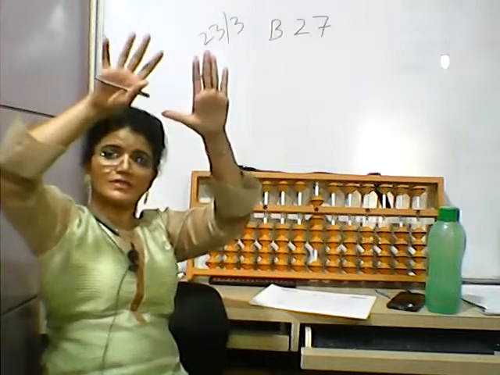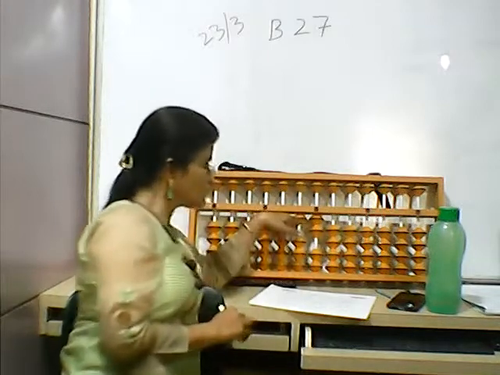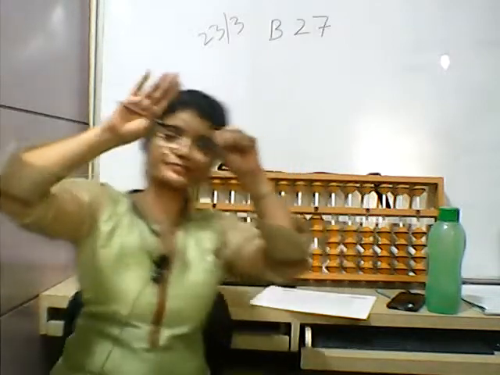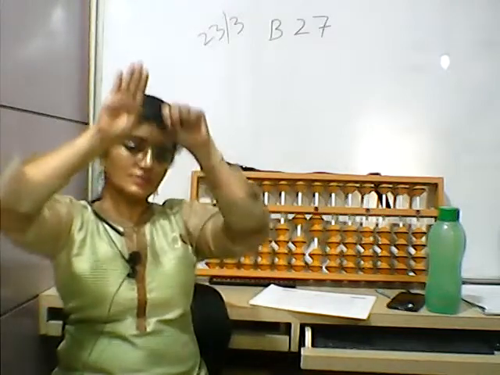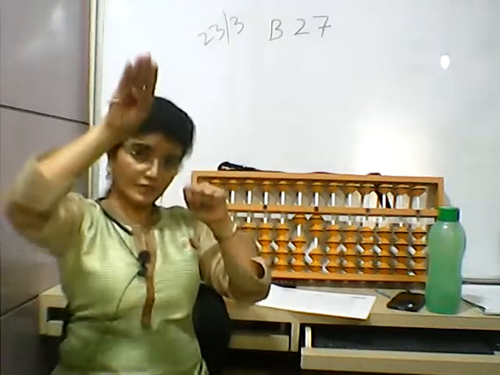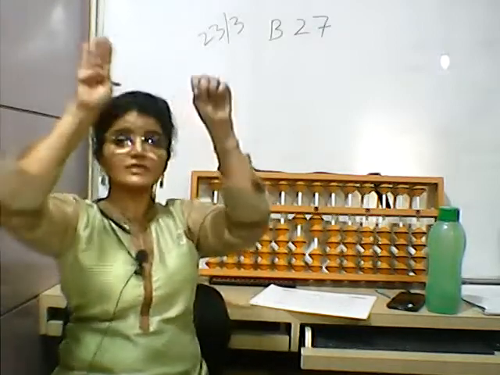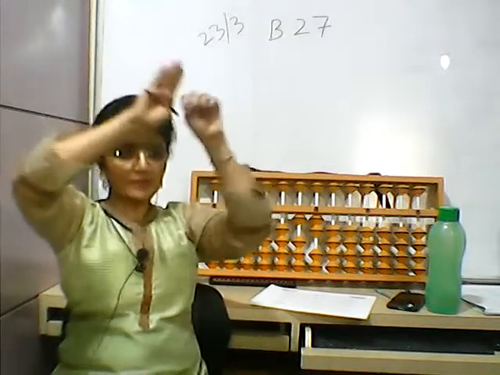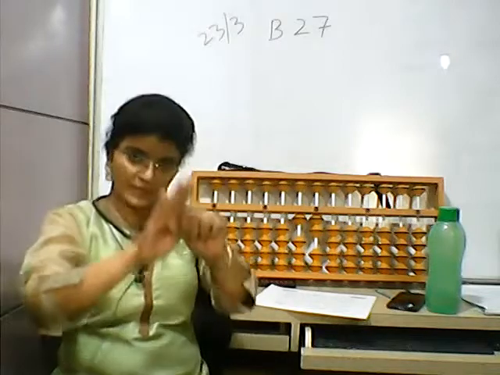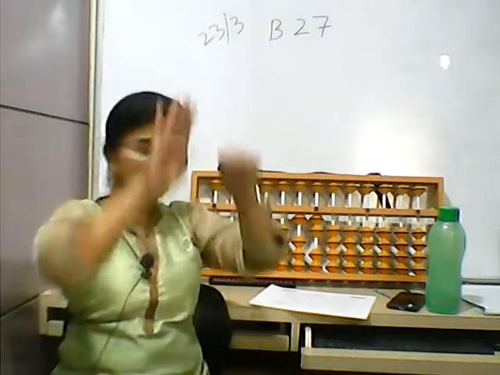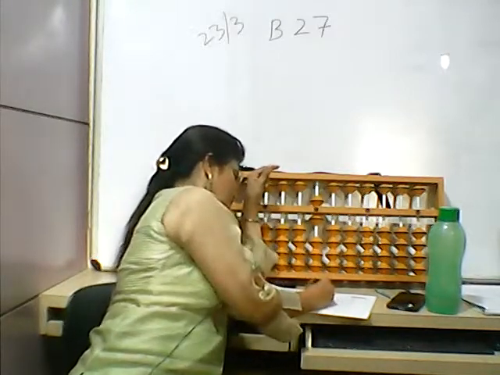Minus 6 plus 10. Minus 6, 6 ka friend plus 4. Plus 4 to nahi hai. So mix complement. Minus 10 plus 5 minus 1. 10 down, 5 down, 1 down. That is 6.